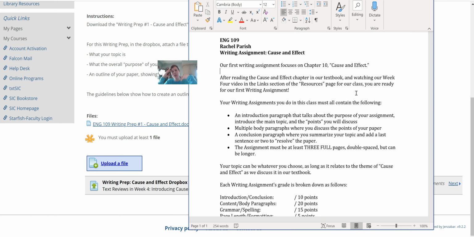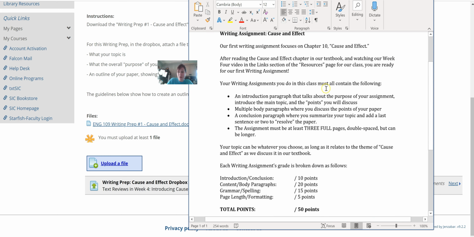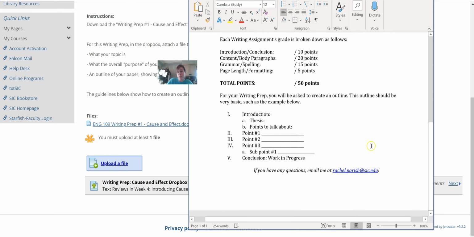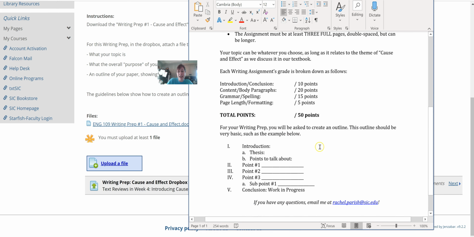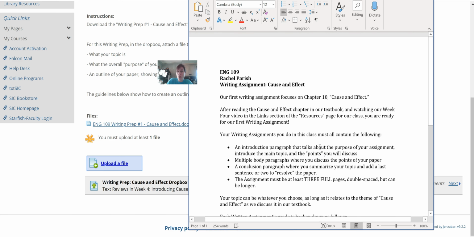You can Google cause and effect paper topics, and you're going to get a wide range of options. Chapter 10 in our book talks about that even more. I'm going to put this under our resources just so you can see. This will also be the assignment for next week for the writing prep, and I will go over the bottom part next week. It won't be due. You're welcome to turn it in early if you want, but I will talk about this bottom part of the guidelines next week in week 4's video.